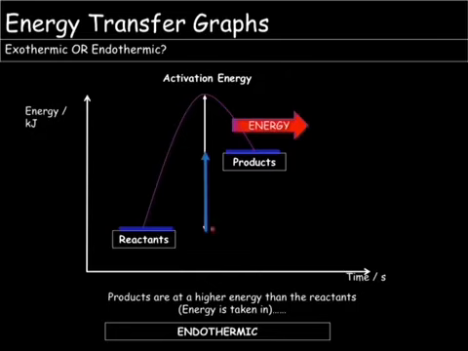This time we have a huge amount of activation energy required. We need to put in not only the energy that will be absorbed, but also the additional activation energy. So the activation energy is the entirety of this change. This blue arrow here represents the energy that's been absorbed and therefore the change in energy level between the reactants and the products. Energy is taken in, therefore the reaction is endothermic.